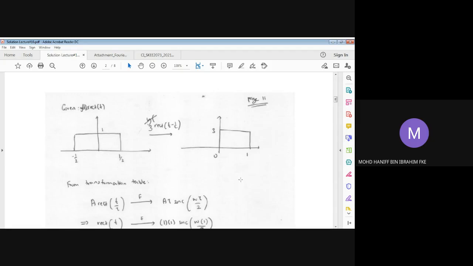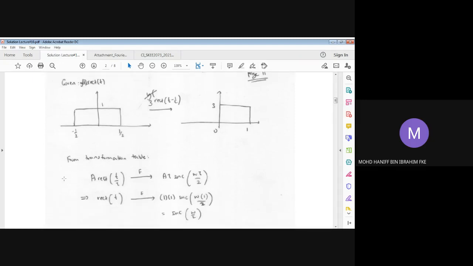So we know that the equation represented by the operations from the original to this new signal is 3 rectangular T minus half: a half unit shift to the right and amplitude scaled by 3. Now we are going to find out what the Fourier transform should be for this equation in the time domain. For that we have to refer back to the table, page 2, that we have seen before.